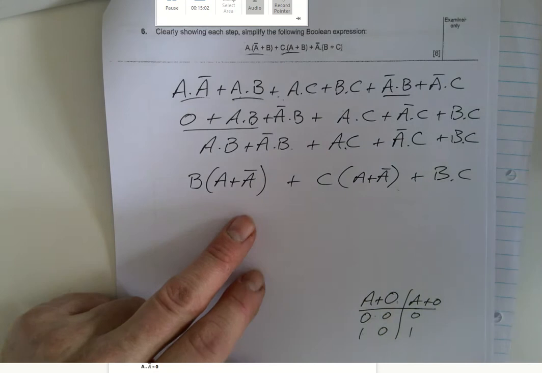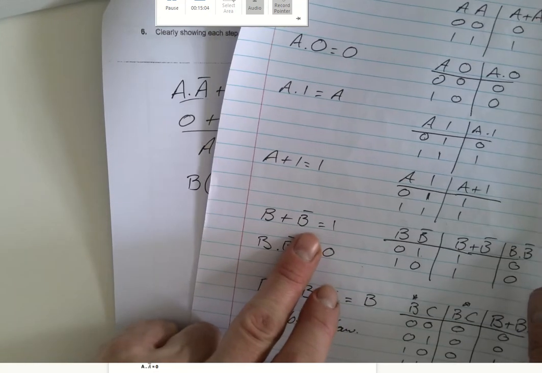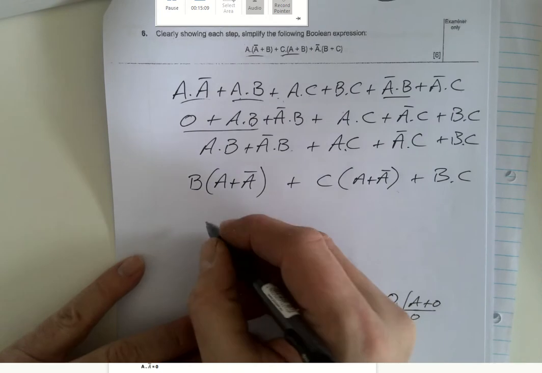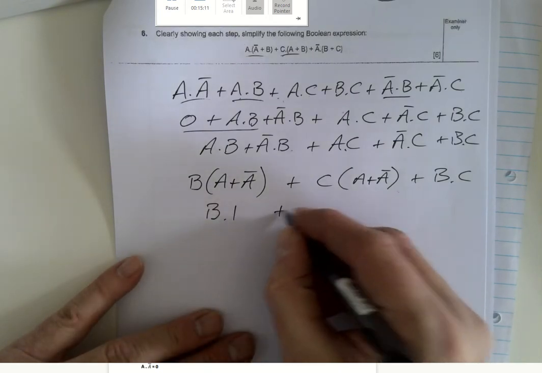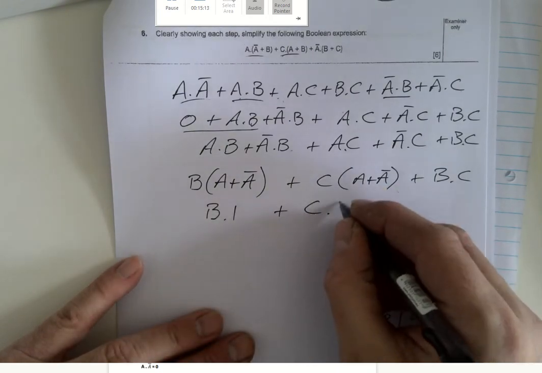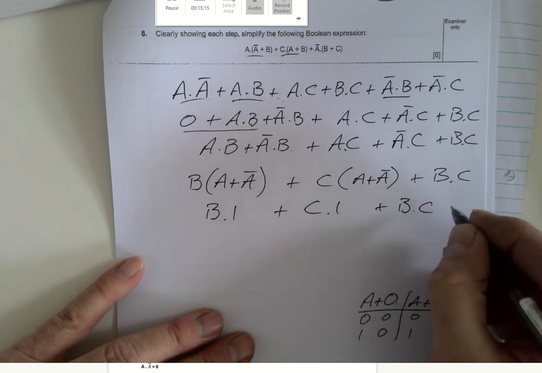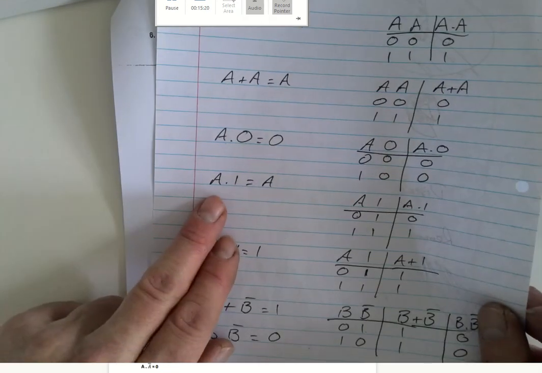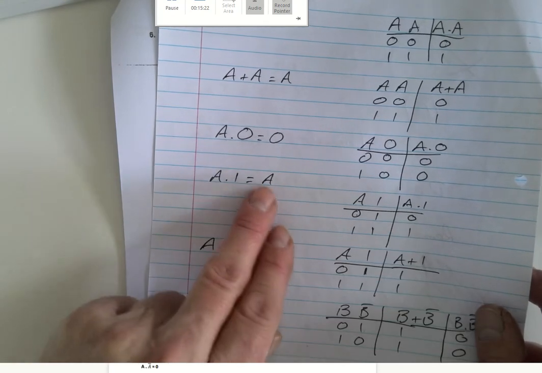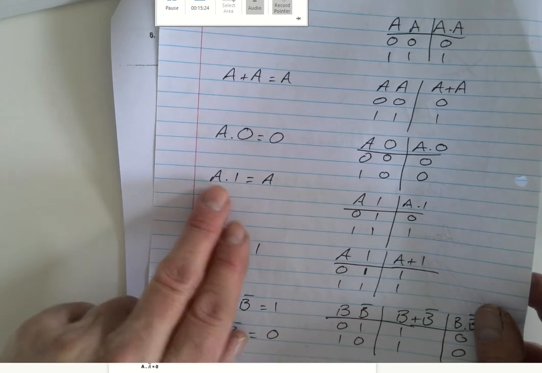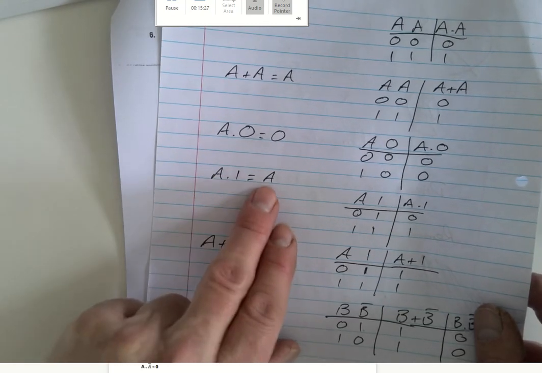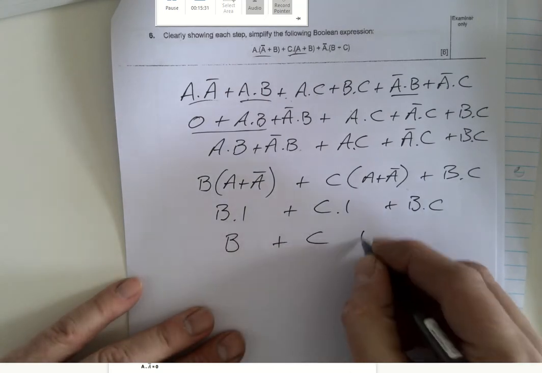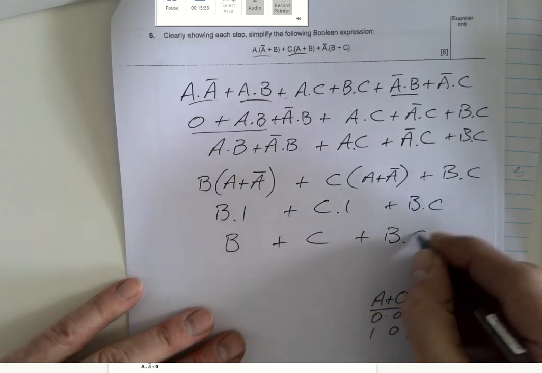Yeah, A or not A, similar to this one. A or not A is going to give you 1. So that's B and 1, or C and, same here, C and 1, or B and C. B and 1, well, I've done this already as well. B and 1 gave you this, just B. So A and 1 was A, so B and 1 just gives B. So there's going to be B or C or B, C.